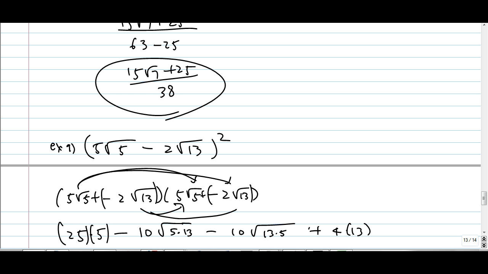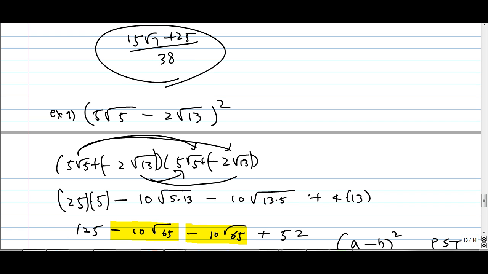And then, okay? How do I get 4 times 13? Where did that come from? Yeah, negative 2 times negative 2 is 4. What is rad 13 times rad 13? 13. So, I get 125 minus 10 rad 65 minus 10 rad 65 plus 52.